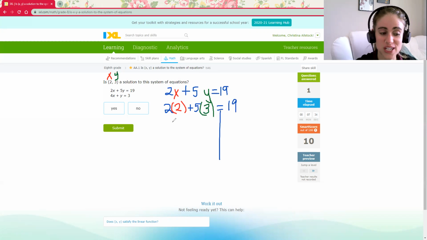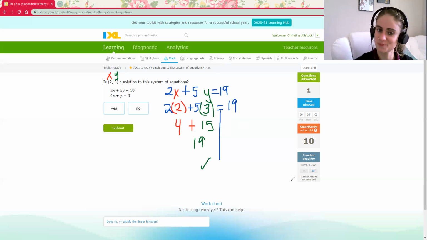Let's follow order of operations to simplify. Multiplication comes first. The nice thing is I can do both sets of multiplication simultaneously. 2 times 2 is 4. 5 times 3 is 15. Let's add them on up. 4 plus 15 is 19. Bingo, that's what I was supposed to get. But remember, you can't just hit yes because I need to verify that it also works for the second equation.